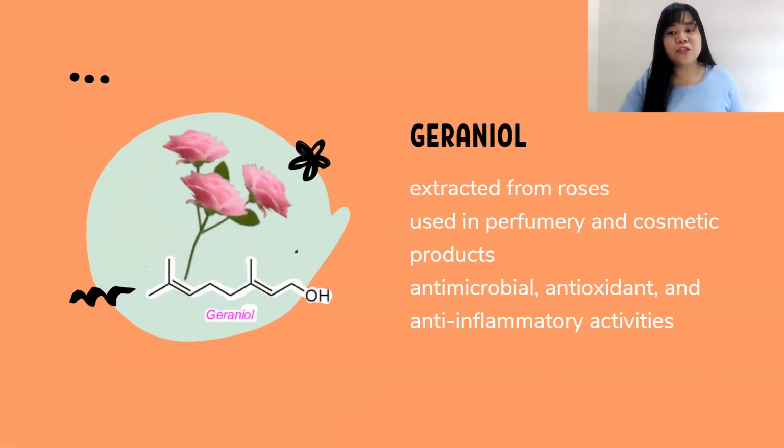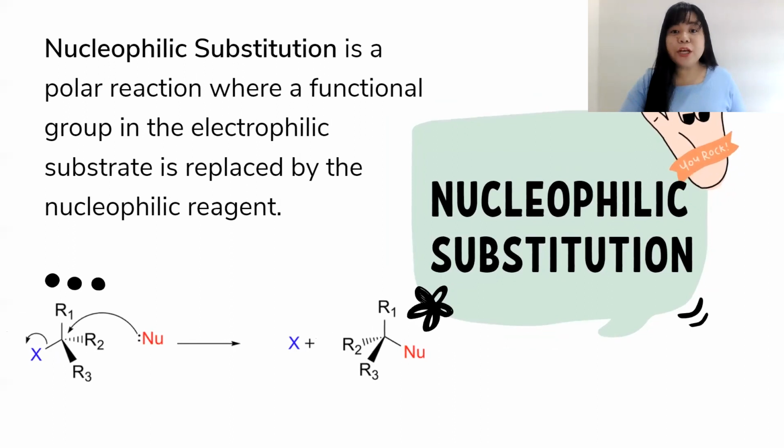Geraniol is an alcohol extracted from roses. It's used in perfumery and cosmetic products and has antimicrobial, antioxidant, and anti-inflammatory activities. Biosynthetically, it is produced by two SN1 reactions. To get a closer look, first, we try to understand what nucleophilic substitution reactions are.